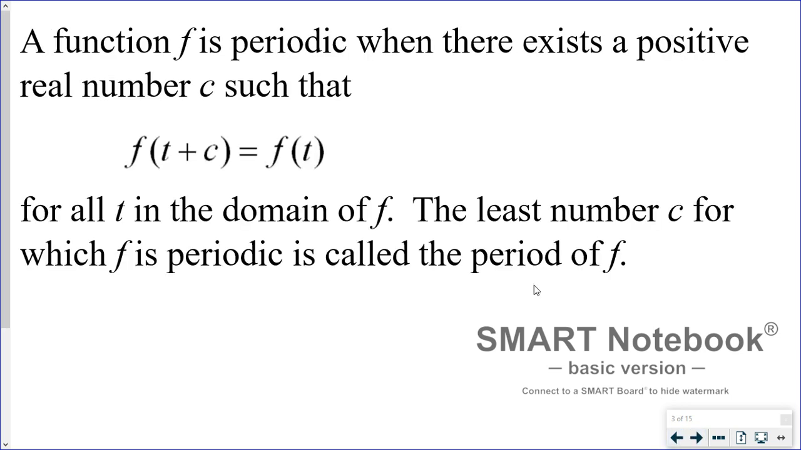Here is the definition of a periodic function. A function f is periodic when there exists a positive real number c such that f of t plus c is equal to f of t for all t in the domain of f. The least number c for which f is periodic is called the period of f.